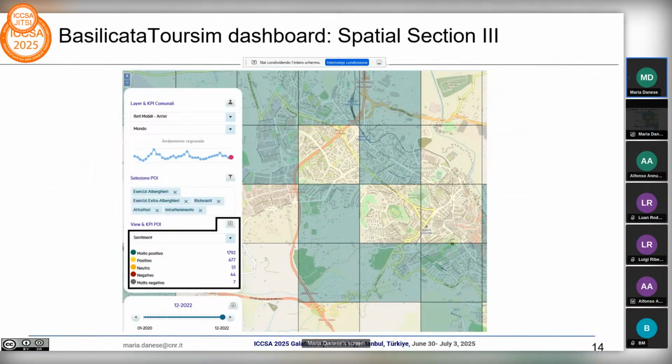For some specific layers like sentiment and number of reviews, there's a third, more detailed level. When you select these layers from the point drop-down menu, a small grid icon appears, and by clicking this button, a 1 kilometer grid overlays the map. Each cell in the grid shows the average value of the selected data, for example, average sentiment or review count in that small area. And this allows us to zoom in and analyze data at a very local scale, giving us more precise insights into what's happening within neighborhoods or specific tourist zones.